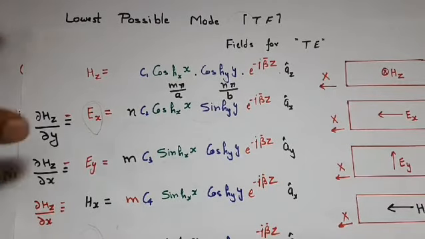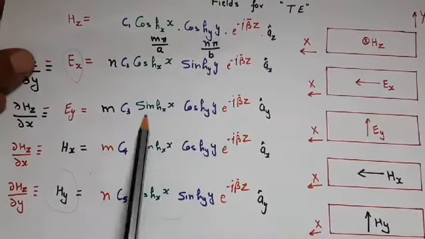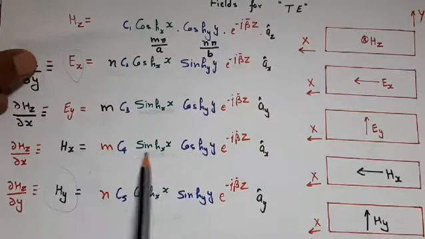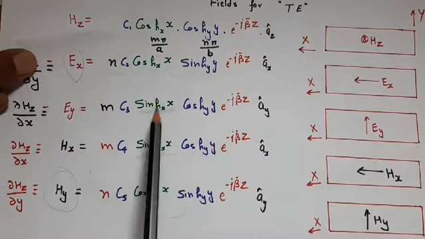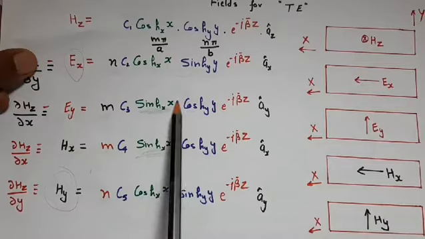Now we check Ey and Hx. In Ey and Hx, the sine function corresponds to the x direction, meaning it corresponds to m, and m is a non-zero quantity, that's why Ey and Hx will not become 0 due to this sine function.